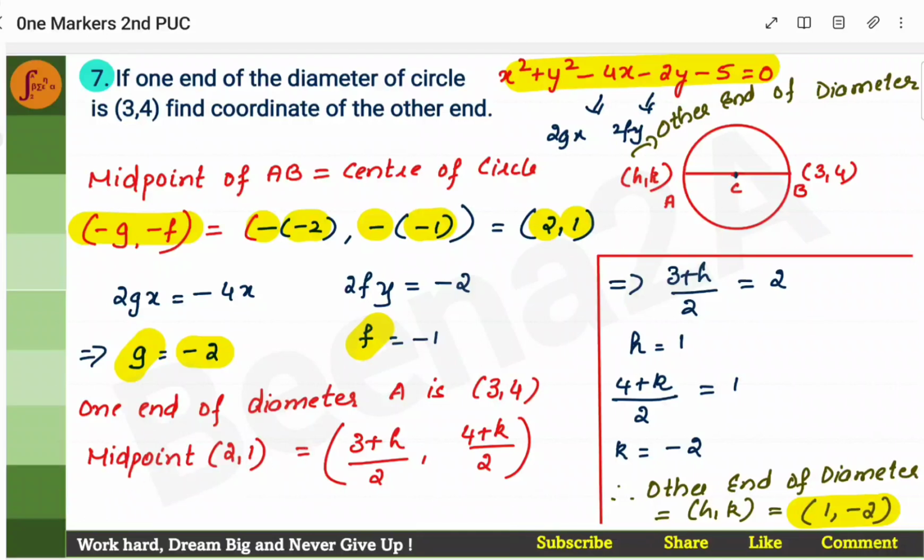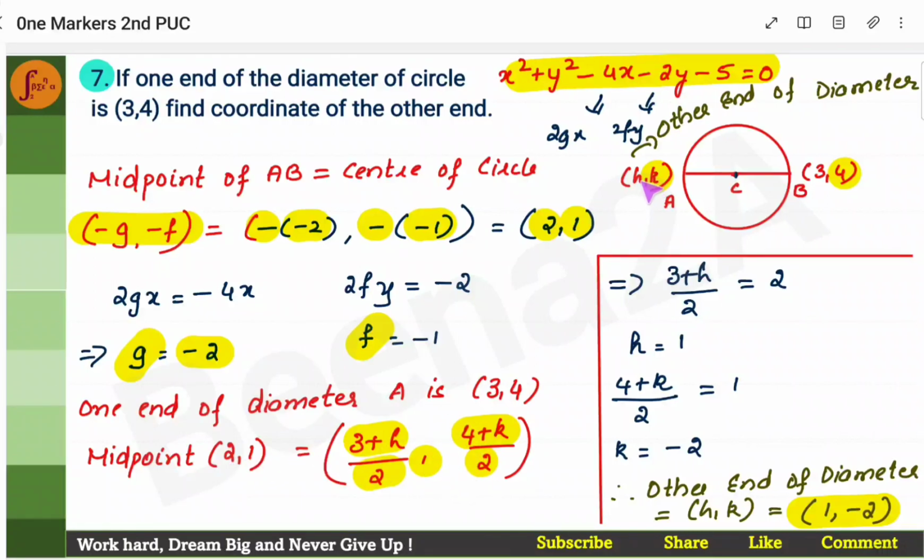Now I'll have to use the midpoint formula. What is the midpoint formula? I'll have to take this coordinate plus this coordinate divided by 2, and this coordinate plus this coordinate divided by 2. That's the midpoint, right? Whenever you divide two points by 2, it becomes a midpoint. So 3 plus h by 2, 4 plus k by 2. Right? Remember, it's a comma here. It's a coordinate.